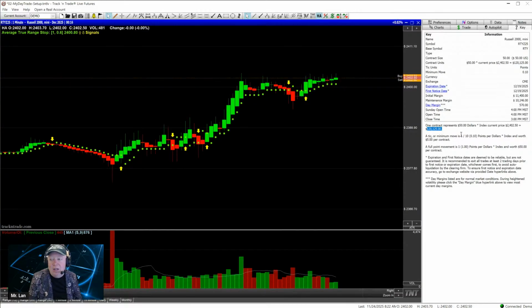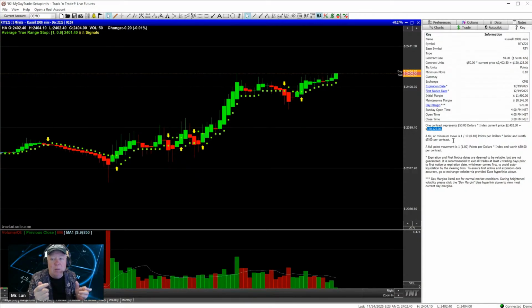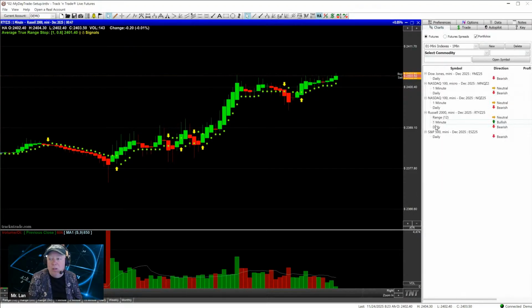And then the index. One minimum move, a tick, is 10 cents, 10 points in the dollar per dollar index, and worth $5 per contract. So every time you do one minimum move, what we would call a penny in the stock market, we call a tick over here. Each tick represents $5. Does that make sense? So if we're going to do 12 ticks, that means 12 times 5 is how big our tick is going to be.